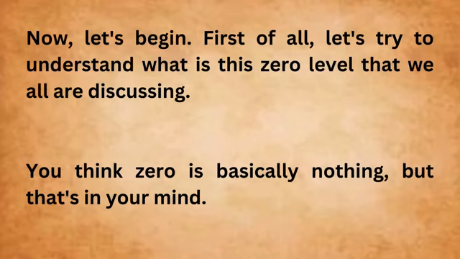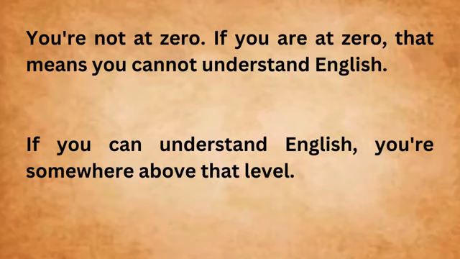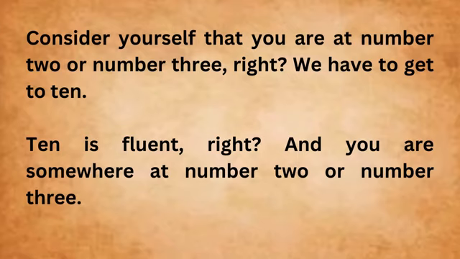You think zero is basically nothing, but that's in your mind. You're not at zero. If you are at zero, that means you cannot understand English. If you can understand English, you're somewhere above that level. Consider yourself that you are at number 2 or number 3, right? We have to get to 10. 10 is fluent, right? And you are somewhere at number 2 or number 3.